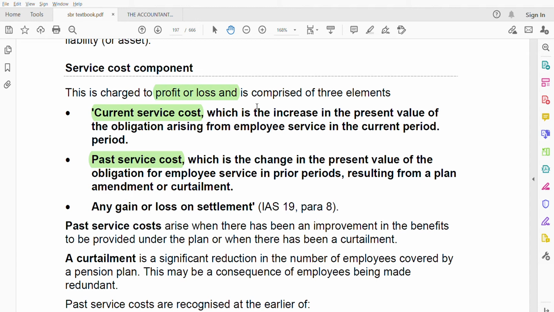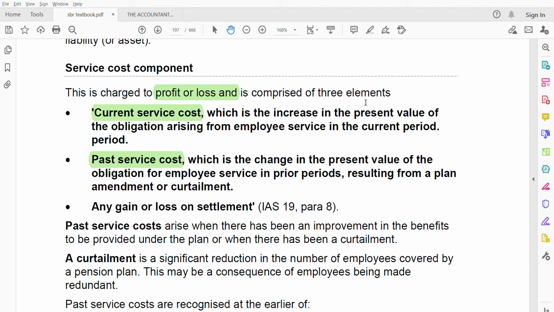Current service cost means it is in the current period. It is the increase in the present value of the obligation arising from employee service in the current period. That means it will increase your present obligation. These are costs arising from employee service, so there will be an increase in the value of the obligation in the current period.